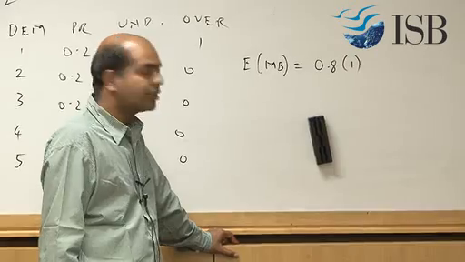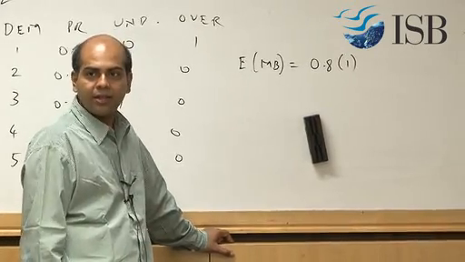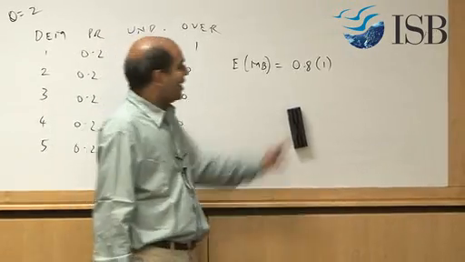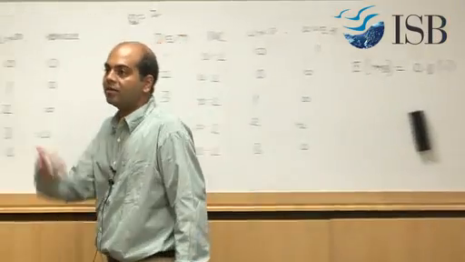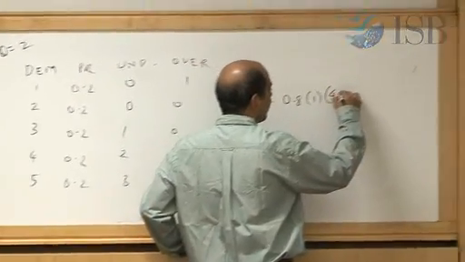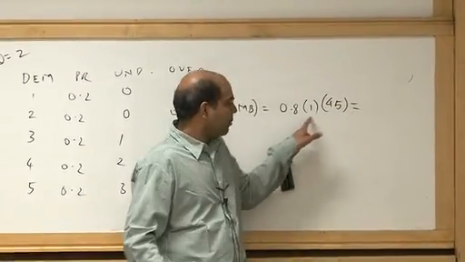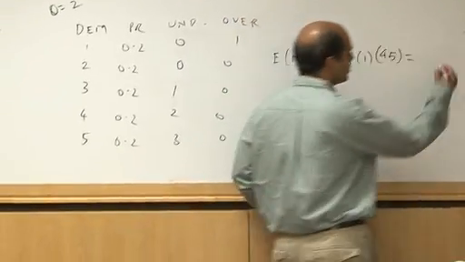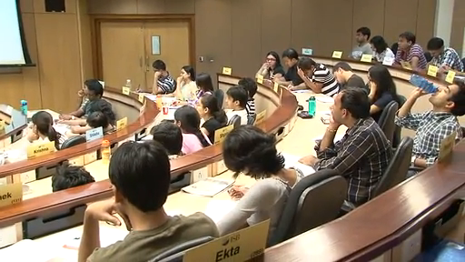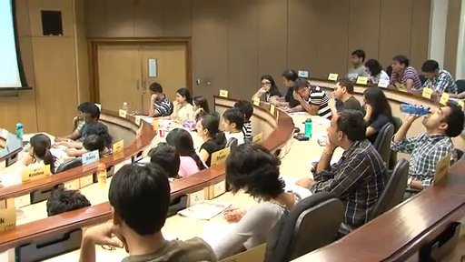And of course, I have not yet monetized this. If I were to convert this into monetary values, what would this be? On each sale, what is the margin that I make? 45, because I sell it at 75 and I buy it at 30. So I make a margin of 45. So my expected marginal benefit then is 0.8 times 1 times 45, which is, what is the value? 36. Okay, that's my expected marginal benefit. Okay, fair enough?